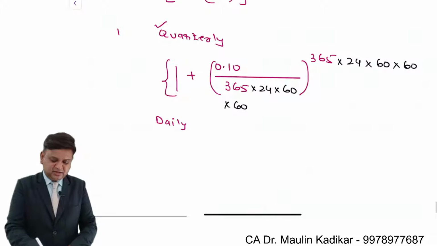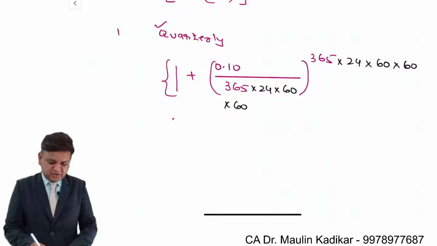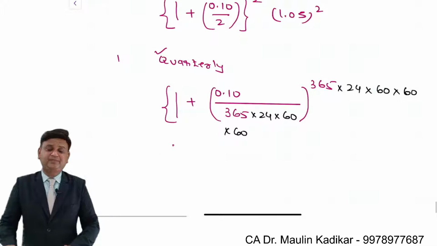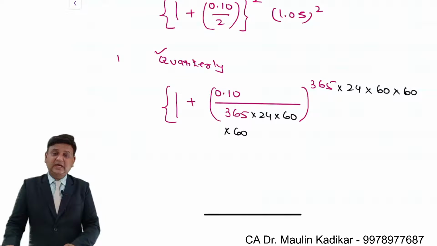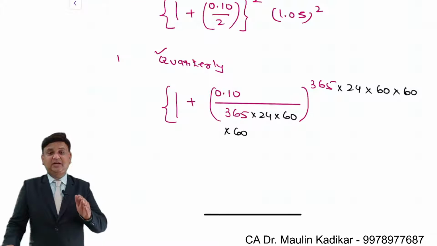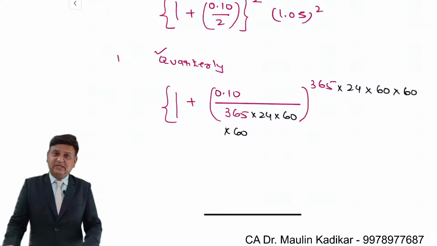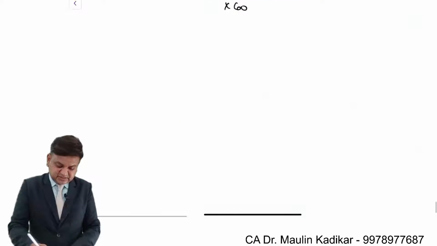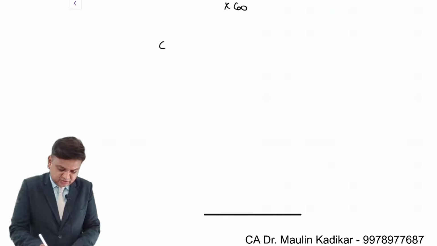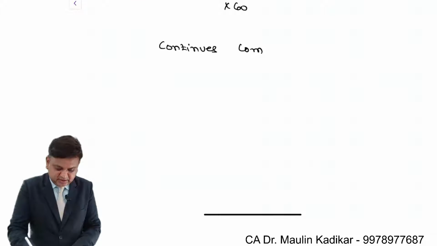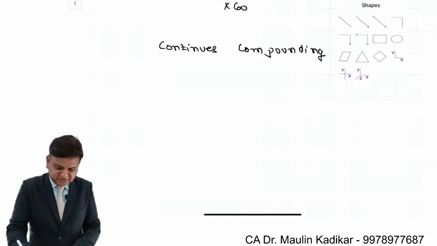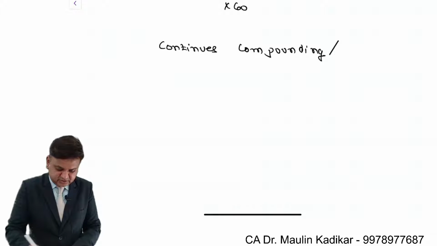It sounds very theoretical and really illogical when I am writing this. However, this is the concept. If the interest is compounding even more frequently than that, then the answer that we get is given a technical name: continuous compounding and discounting. Continuous compounding / discounting. This is what we understand.